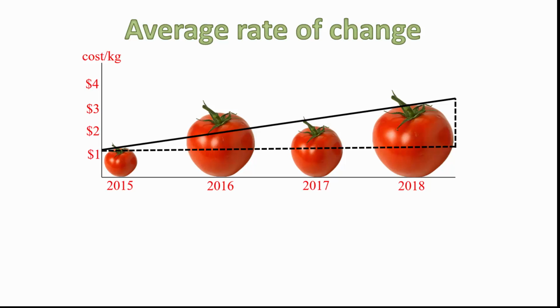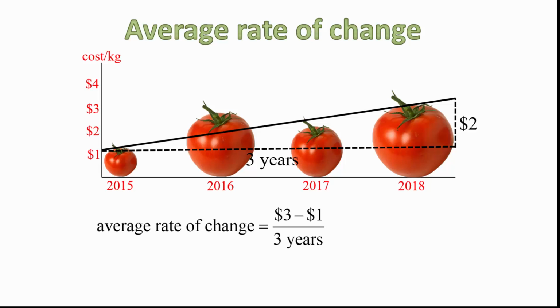We can choose 2 points that we are interested in, in this case, let's say from 2015 to 2018, and connect them with a straight line, and then create our right angle triangle so we can work out rise over run. And there's our rise, $2, and our run is 3 years. So the average rate of change will be rise, which is $3 minus $1, over run, which is 3 years, and that comes out to be a rate of change of 67 cents per year.